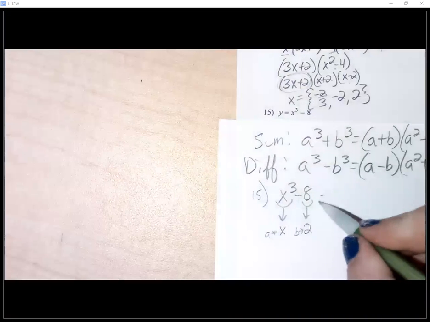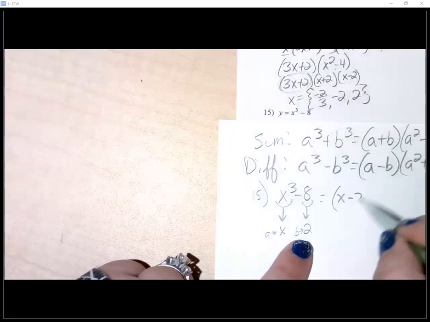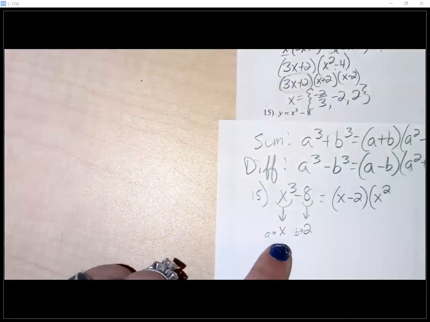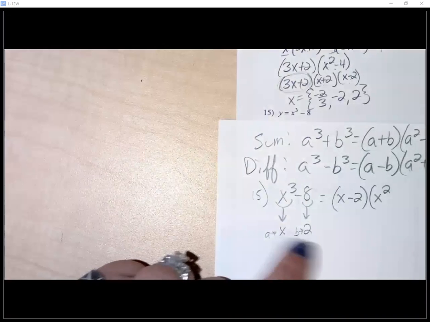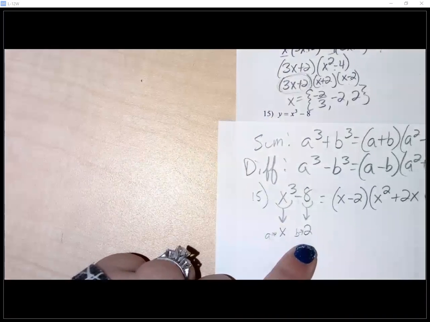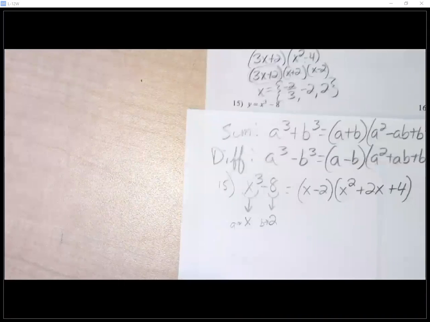So I'll have X minus 2 and then A squared. So that's now X squared. And then for this one, I multiply the two together. So that's 2X and I'm gonna add it, plus 2X. And then B squared is a plus 4. So if you stopped here on 15, that's okay.